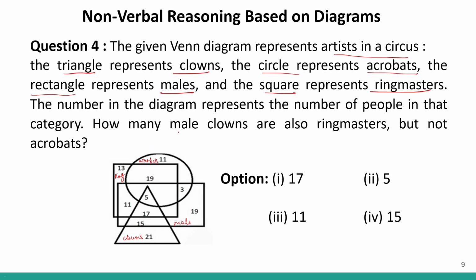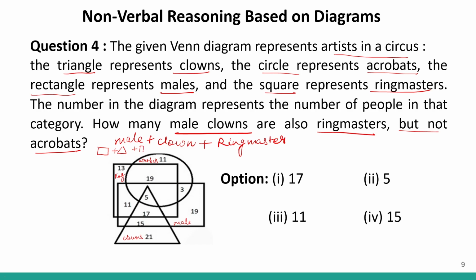We have to find out how many male clowns that are also ringmasters but not acrobats. So 3 things we have to see. It should be male, plus it should be a clown. Okay. Plus it should also be a ringmaster. So that means 3 figures have to overlap. Which figures? Male is rectangle, plus clown is triangle, and then we have ringmaster. Ringmaster is what? Ringmaster is a square. So these 3 figures have to overlap.